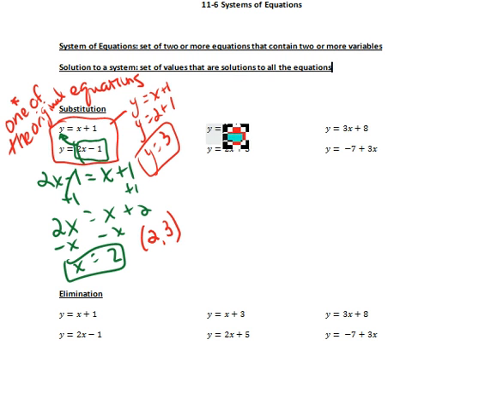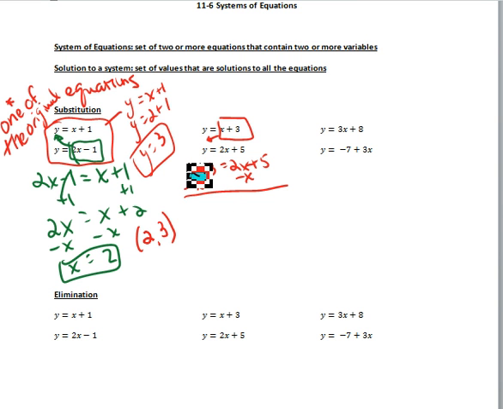The next problem will be done in a similar manner. I want you to pay special attention that these two are both already solved for y. If they are not, we have to solve for one of the variables and then plug it into an original equation. Since they are, we can take our x plus 3 and plug it in for y right here. So we have something like this. Notice both are y equals, so we can take whatever the y equals and set them equal to each other.